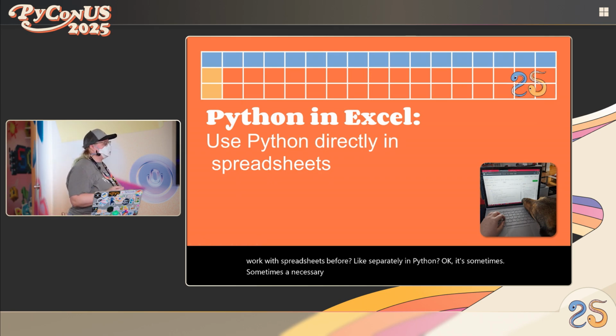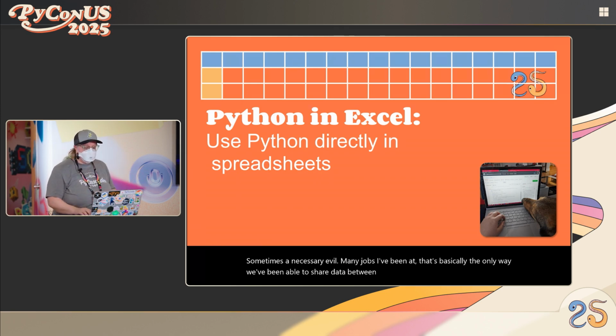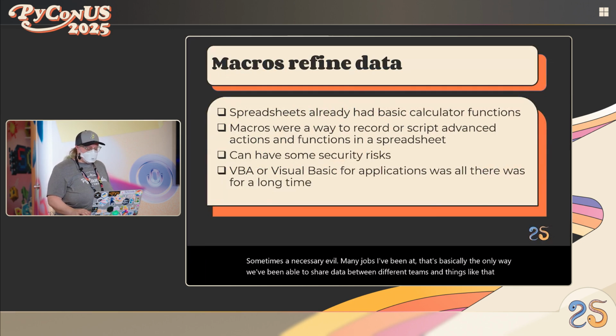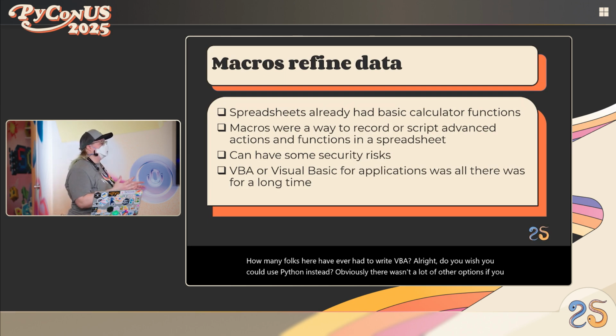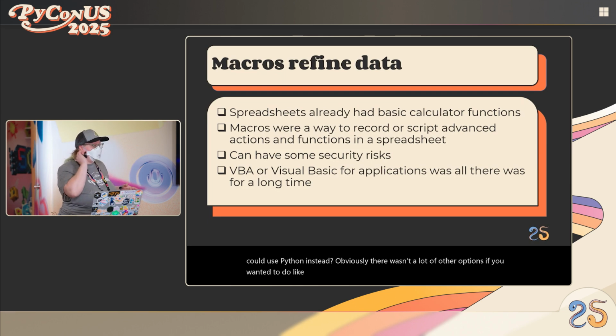In many jobs I've been at, that's basically the only way we've been able to share data between different teams and things like that. So how many folks here have ever had to write VBA? All right. Do you wish you could use Python instead? Obviously, there weren't a lot of other options if you wanted to do fancier data analysis scripting stuff in Excel or in spreadsheets previously.